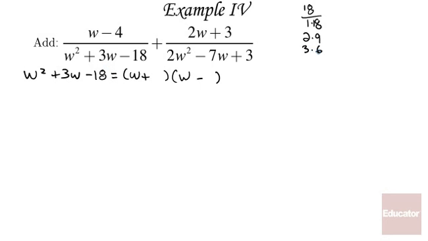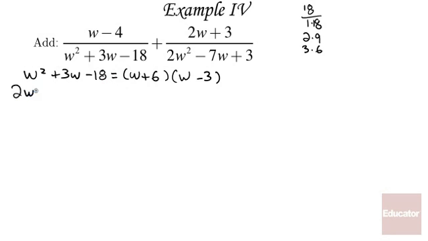And I'm going to make the larger one a positive, since the middle term is a positive. So I'm going to try this and see if it works. First term, w squared. Outer term, that's negative 3w. Inner term, 6w. So minus 3w plus 6w does give me a middle term of 3w. 6 times negative 3 is negative 18. So I have the factorization of that first denominator.